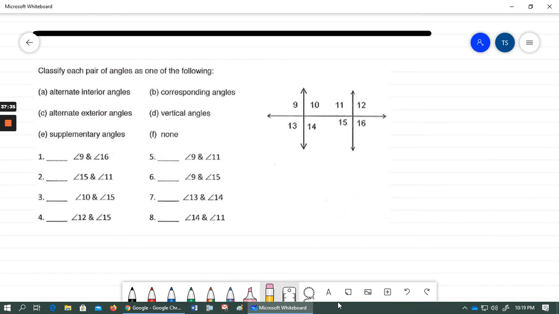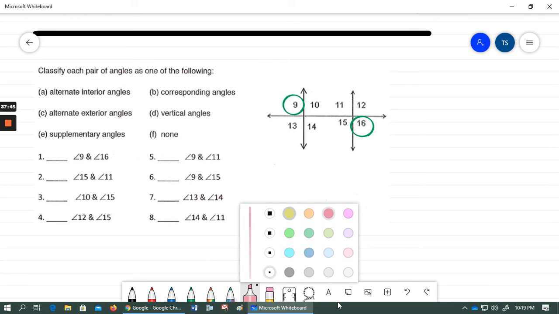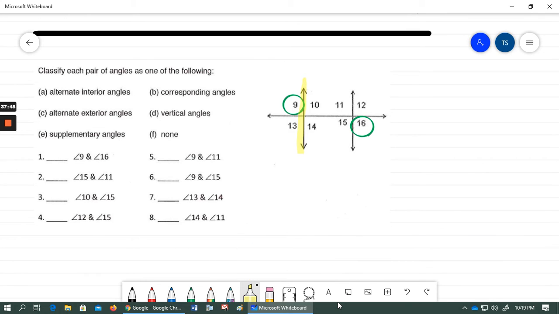All righty, anyway, angle 9 and angle 16 are both exterior angles, because again, you should recognize that these two angles are not in between those two lines, and they're on opposite sides of the transversal. They're not adjacent, and they're on opposite sides of the transversal.